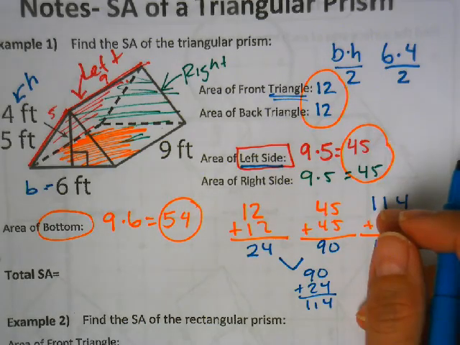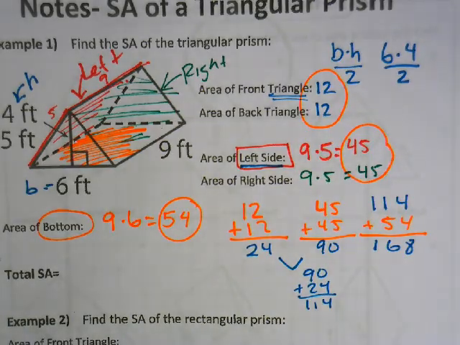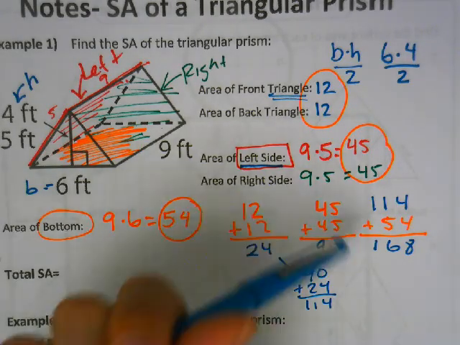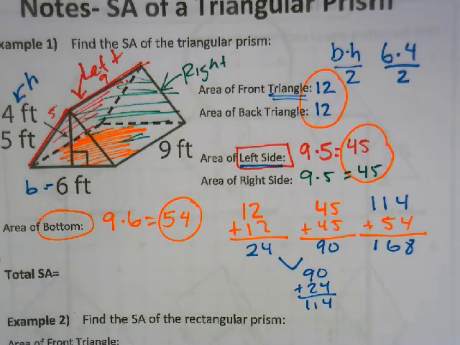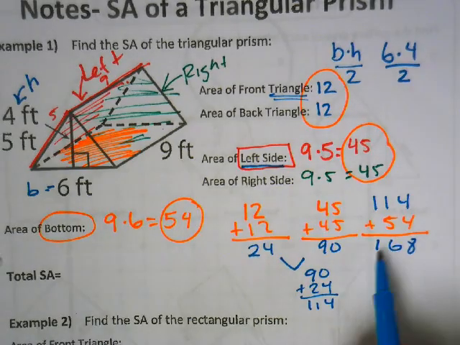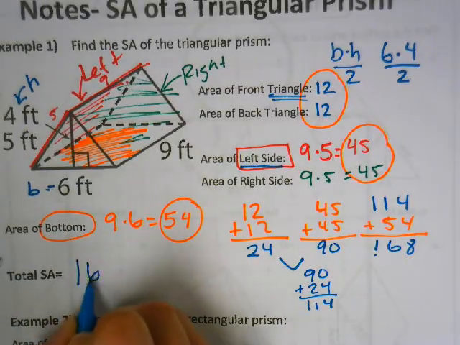Okay, what do we get? 210. Ooh, no. 168. Did you get 168 by yourself? Okay. Sometimes I make a mistake. I got 168, but I don't know. Anybody else get 168? All right, Sebastian. Yep. Okay. Surface area is 168 what?